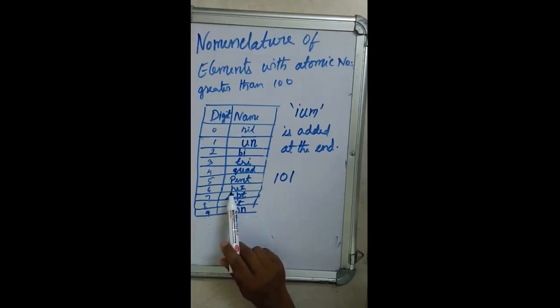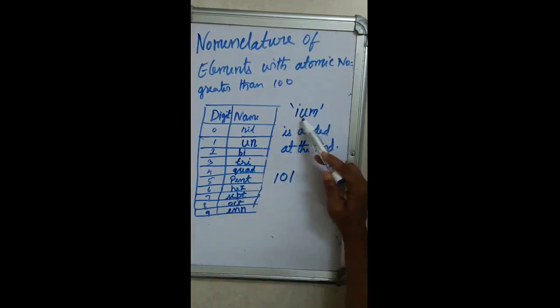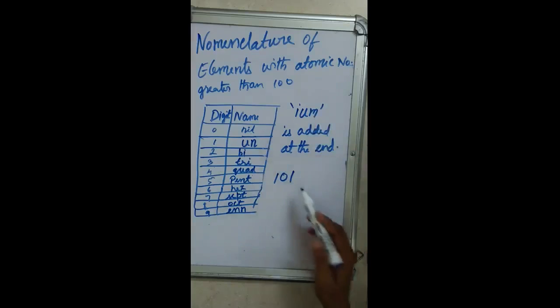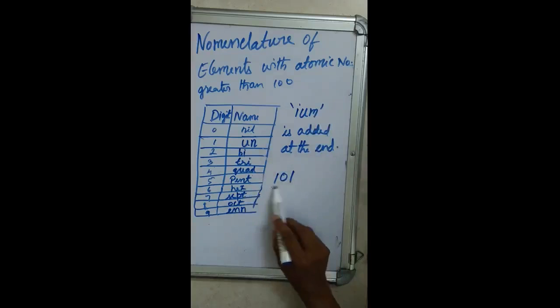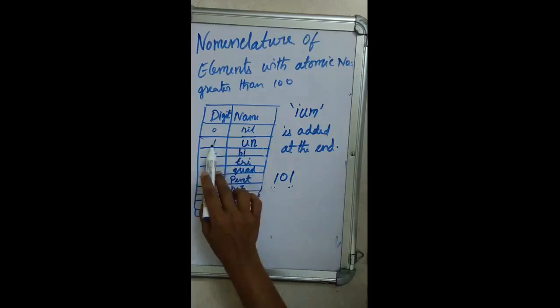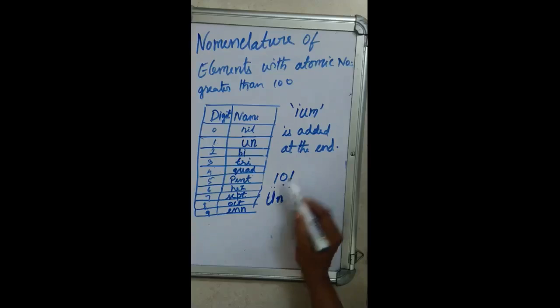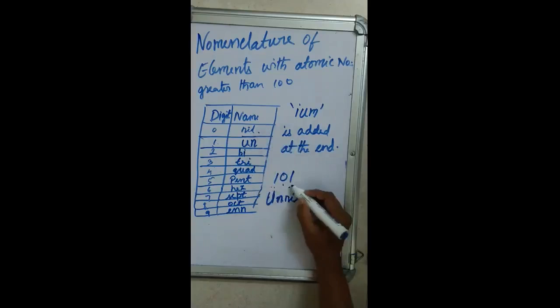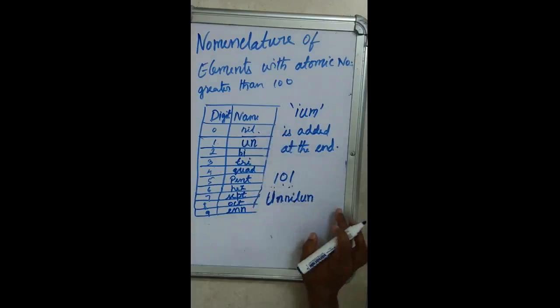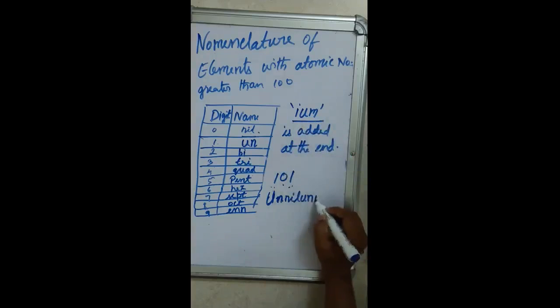Once naming is finished, at the end you should write ium. I will tell you how to write. This is a concept you should remember. Now for 101, how should you write the IUPAC nomenclature for this element? 1 means un according to the name list. Since it is the first letter, write a capital U: Un. 0 means nil, I will connect it: nil. 1 means again un. Now I finished. At the end you should add ium. So this is the nomenclature part.